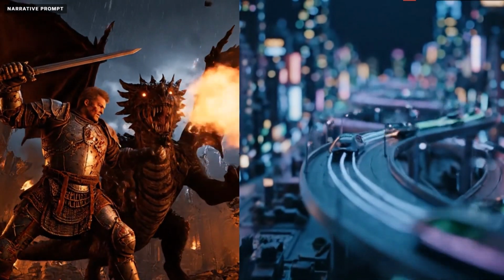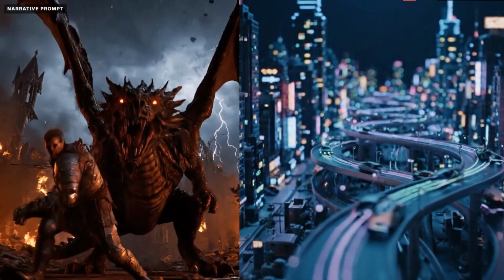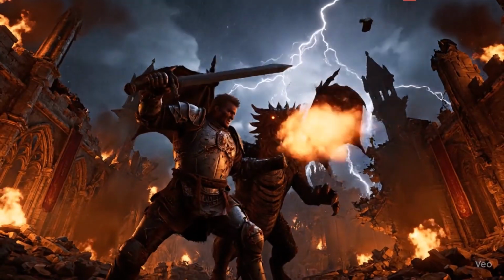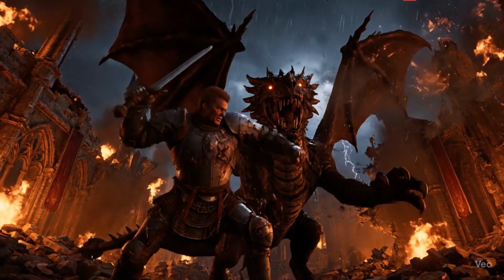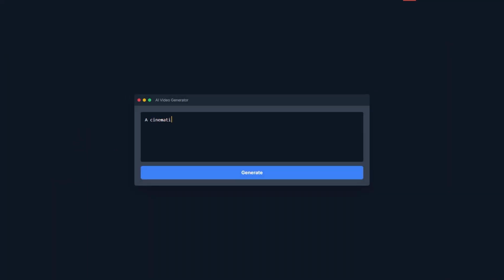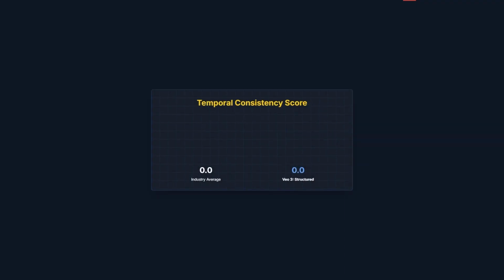You've been there. You write a detailed, creative paragraph, feed it to an AI video generator, and you get this glitchy, inconsistent mess. The reason 99% of AI video prompts fail isn't your creativity, it's your structure. While most people are writing stories, the pros are using a simple, structured format that tells the AI exactly what to do. And the data is undeniable.